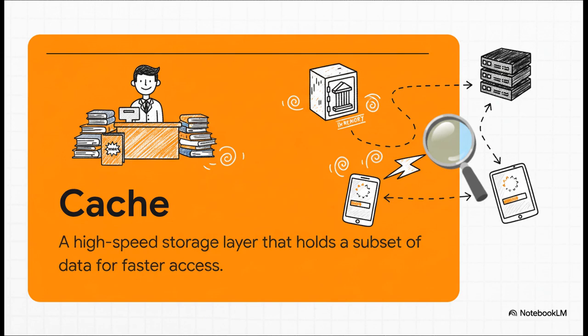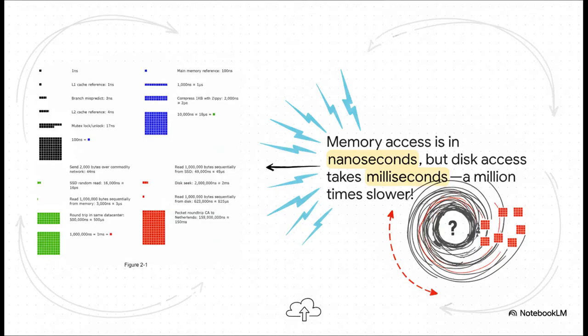The classic analogy is a librarian who keeps the most popular books right at the front desk. Instead of running all the way to the archives, which is our database, every single time someone asks for that data, we store our copy in a super fast, easy-to-access memory layer. This takes a huge load off the database and makes the app feel instantaneous. And if you want to see why caching is such a superpower, just look at these numbers. It is mind-blowing.